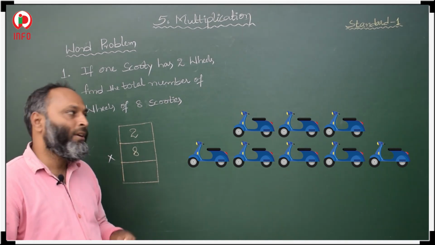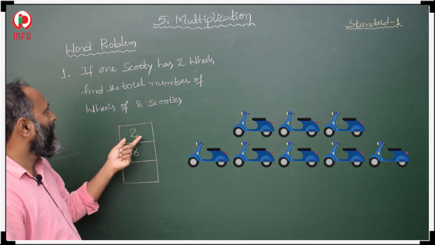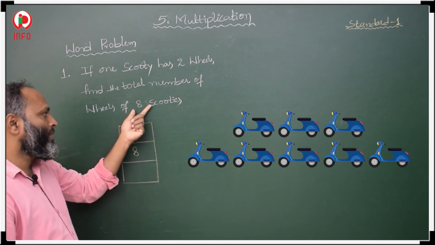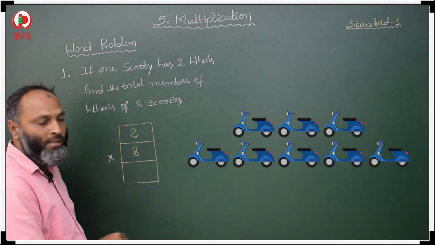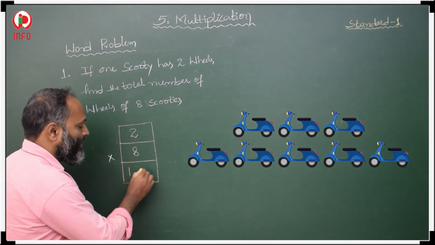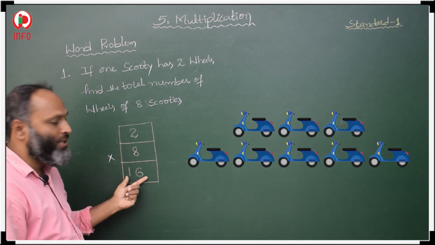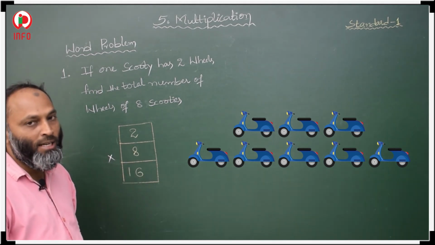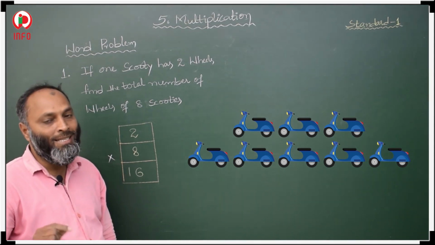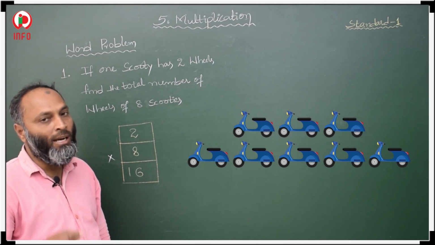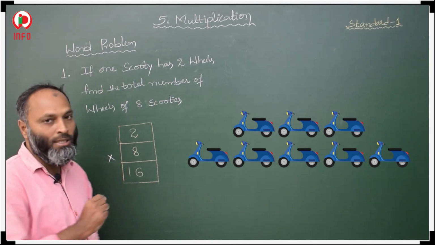Then repeated addition means we can apply multiplication. So how? One scooty has 2 wheels. Then how many scooties? 8 scooties. Now you multiply: 8 twos are 16. Total how many wheels? 16 wheels. Total 8 scooties have 16 wheels. If one scooty has 2 wheels, then total 8 scooties have 16 wheels.